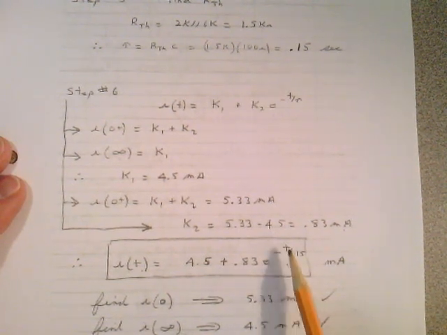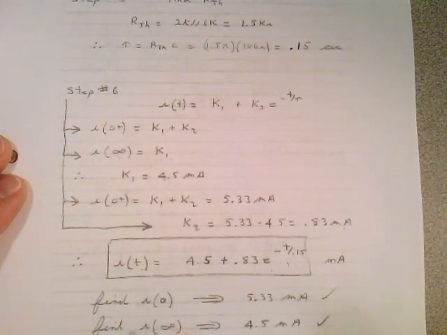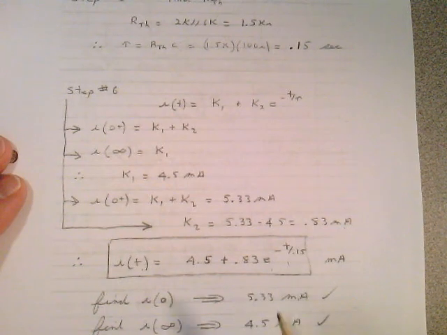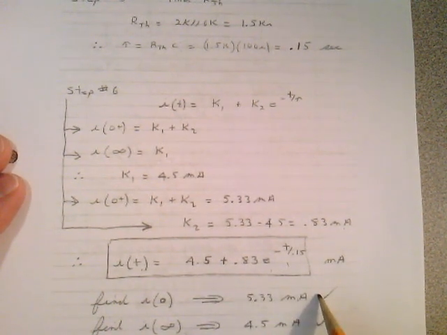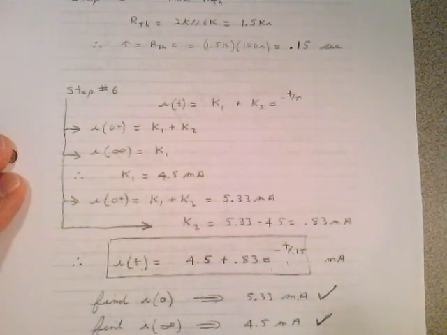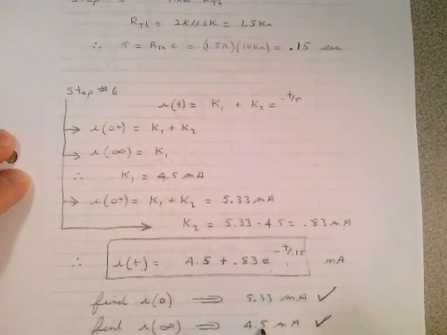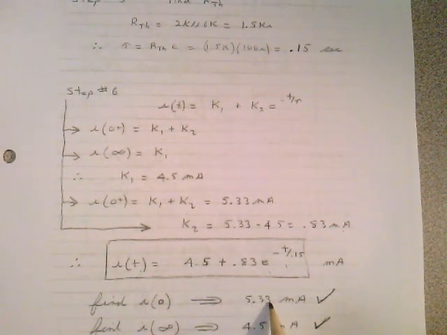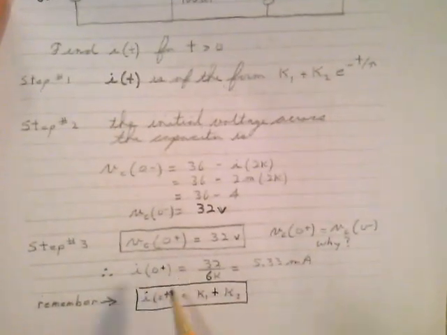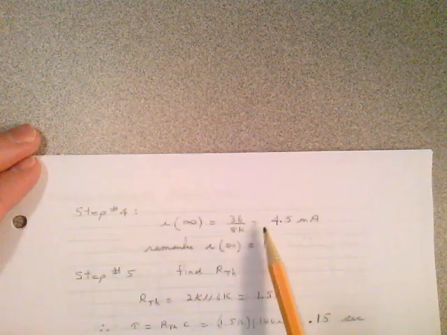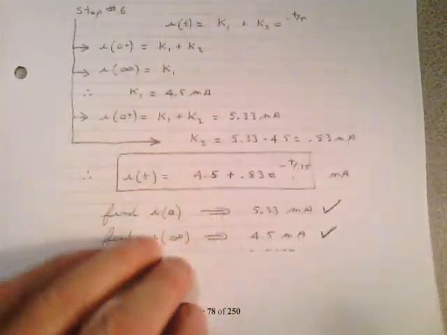So go ahead and put a 0 in for t and make that evaluation. And then put infinity in for t and evaluate it and see if you get 4.5 milliamps. If you do, that satisfies those two conditions, both of which we calculated earlier in our analysis here. The 5.33, if you look back, we calculated that back in step number 3. In this 4.5 milliamps, we calculated it up here in step 4. Good check on your work.